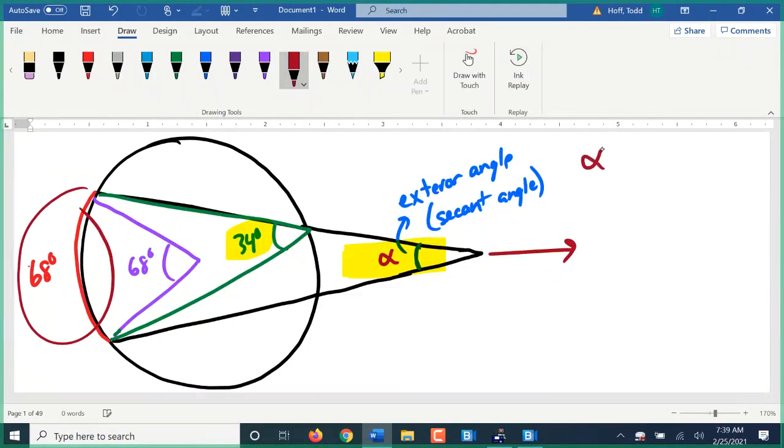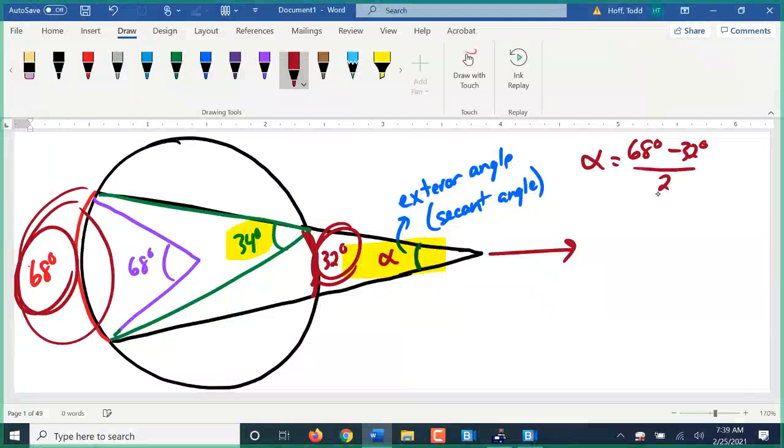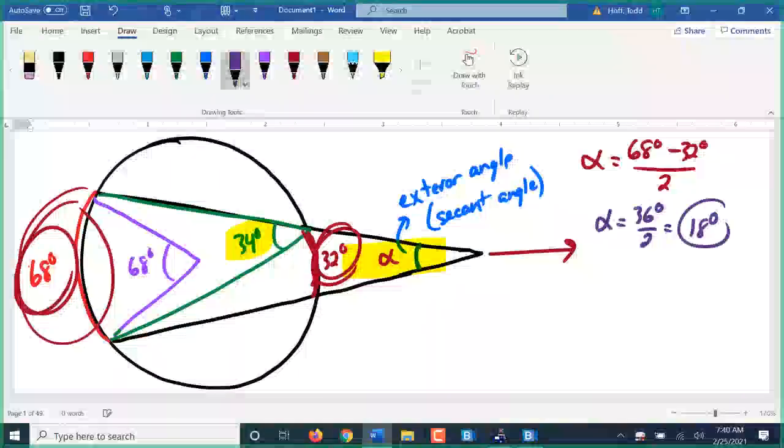That angle alpha is not the sum of the two arcs anymore. It is the difference of the two arcs. So let's say that this over here is a 32 degree arc. My angle alpha is the big arc of 68 degrees minus the little arc of 32 degrees, divided by 2. So 68 minus 32 is 36 degrees. Divided by 2 is 18 degrees. So our secant angle out here is 18 degrees.